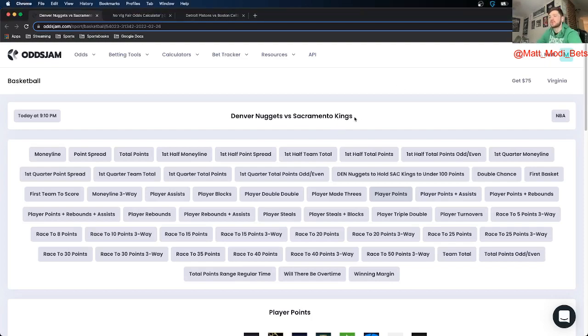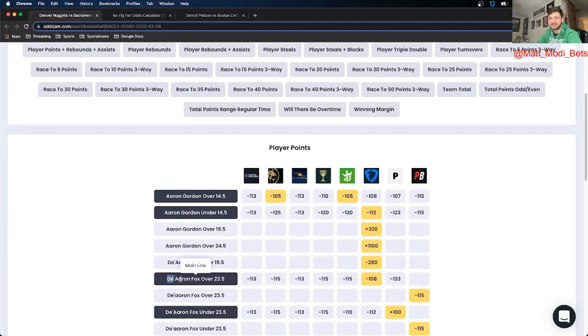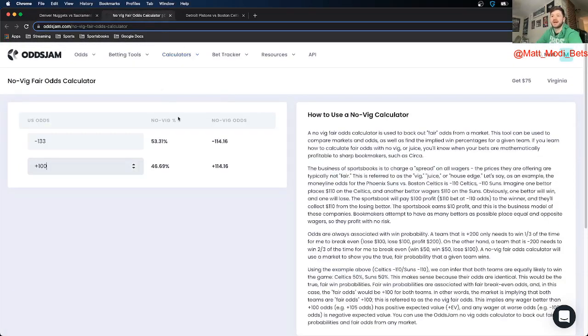The first one, we're looking at the Denver Nuggets versus the Sacramento Kings game, and the player we're looking to go over his point total is De'Aaron Fox. So his over 23.5 points is priced at minus 133, according to the OddsJam Perfect Line. It prices the under at plus 100. Taking away the vig prices the true line on that at about minus 114.